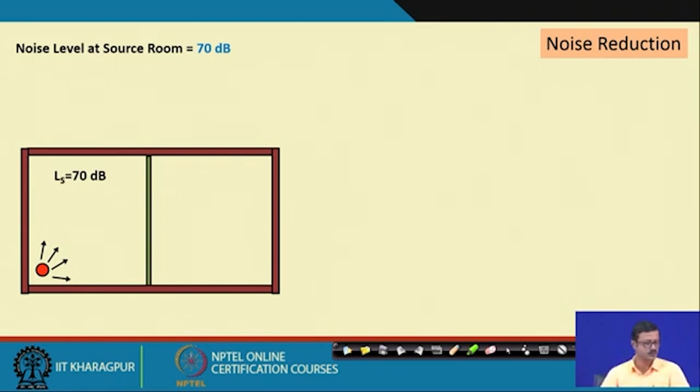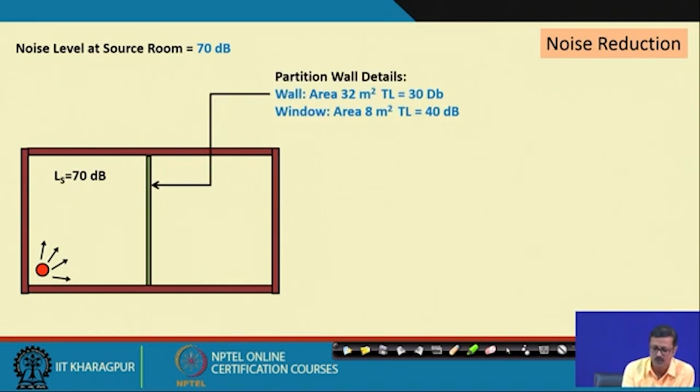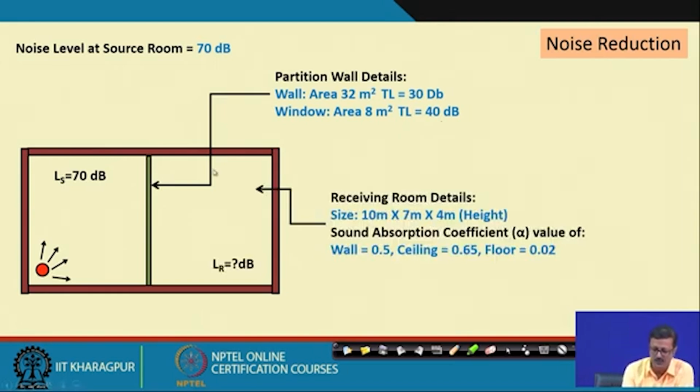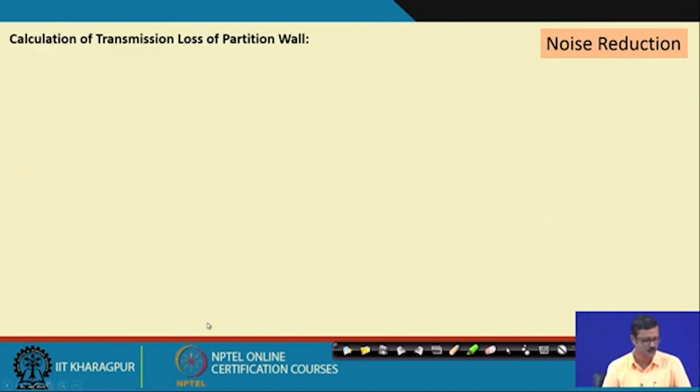The noise level in the source room is 70 dB, and I have a partition wall having a window also in that wall. The area of the wall is 32 meter square, having TL of 30 dB, and the window area is 8 meter square with TL equal to 40 dB. In the receiving room, the size of the room is 10 meter by 7 meter, and 4 meter is the height, and I have written down all the alpha values of the wall, ceiling and the floor. Fundamentally, I want to find what will be the sound level in the receiving room, or the LR.